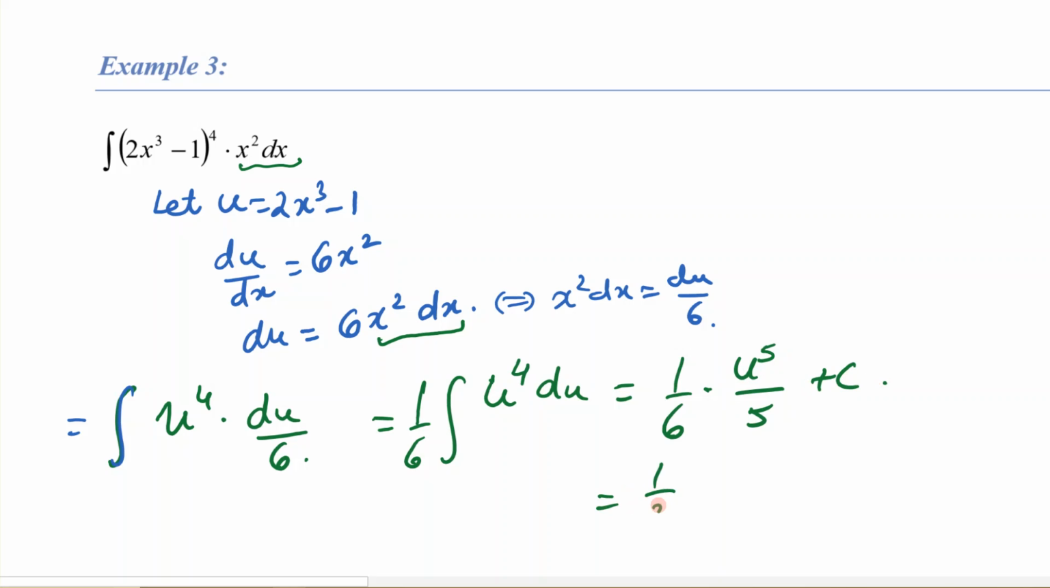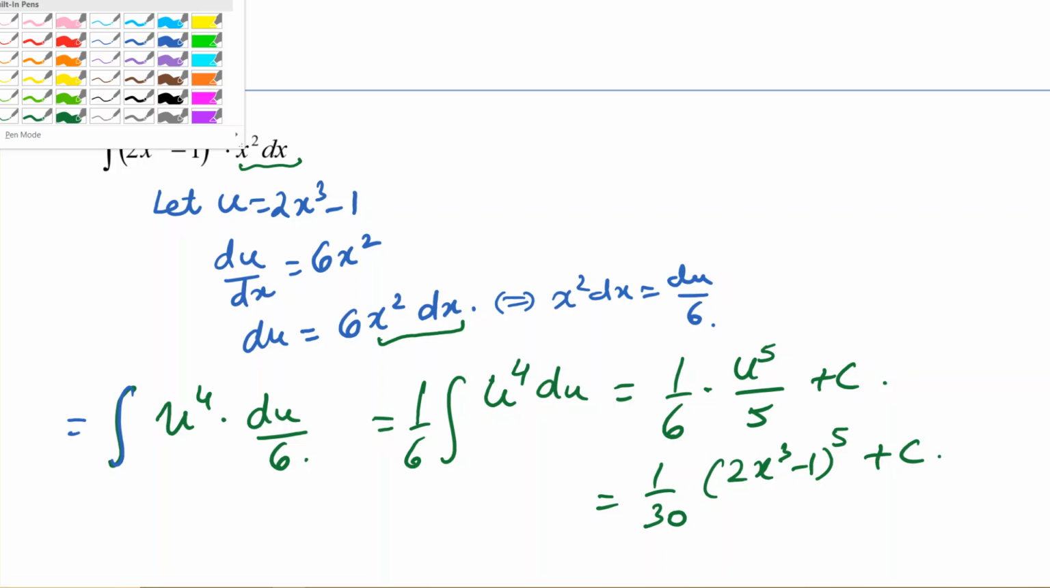So 1 over 30 u raised to power 5. So let's put the original variables back. So this is our answer. And alternatively, you could have done this in just one step.